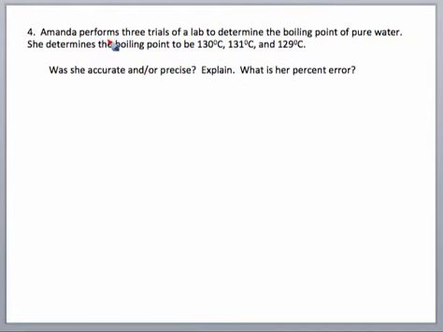Alright, this one says Amanda performs 3 trials in a lab to determine the boiling point of water. She finds the boiling point to be these 3 measurements. Now we know the boiling point is supposed to be 100 degrees Celsius. That should be common knowledge at this point. So this is a question asking about the terms accurate and precise. Remember, accurate means you're getting the correct data. Precise means that your data points are all close to one another.